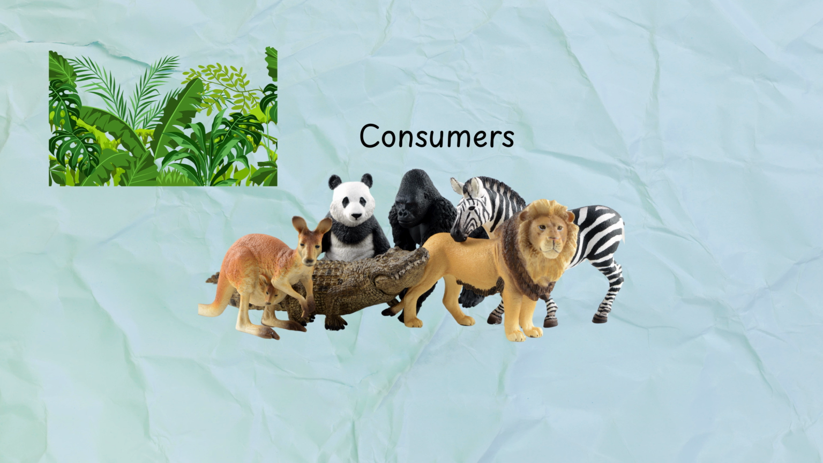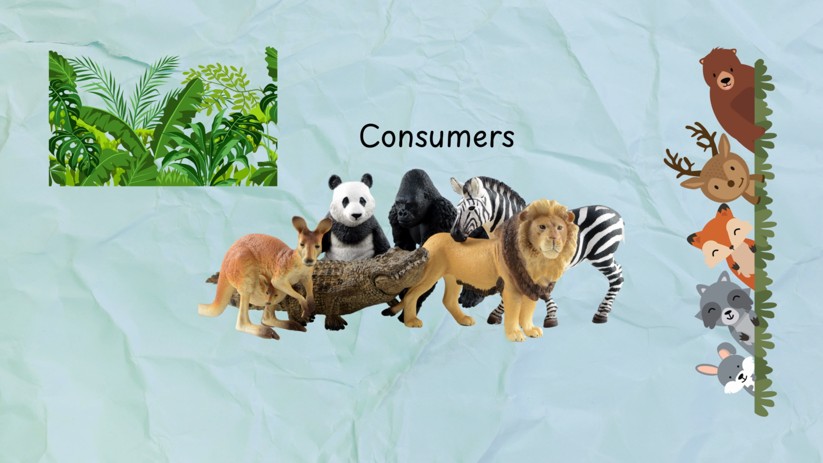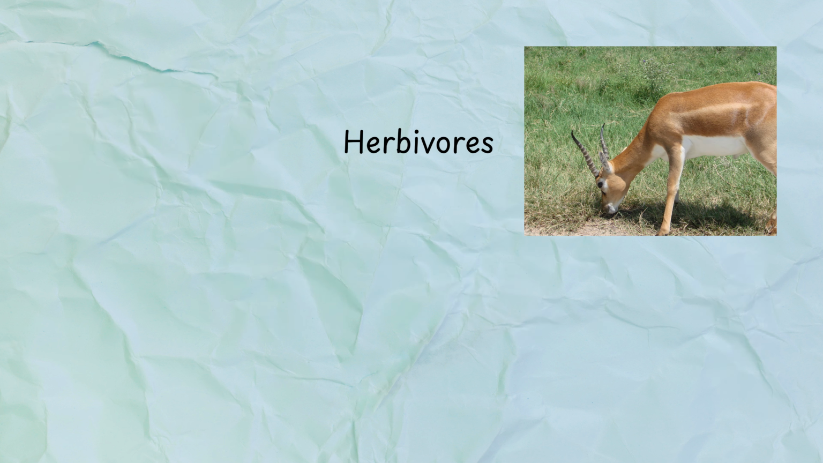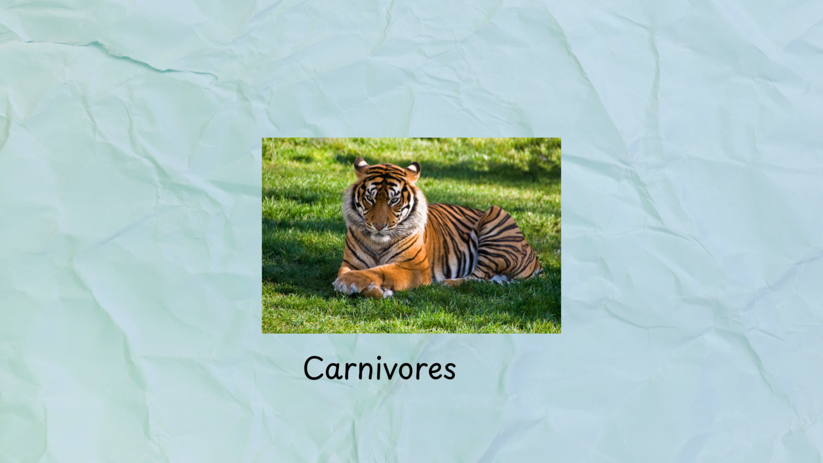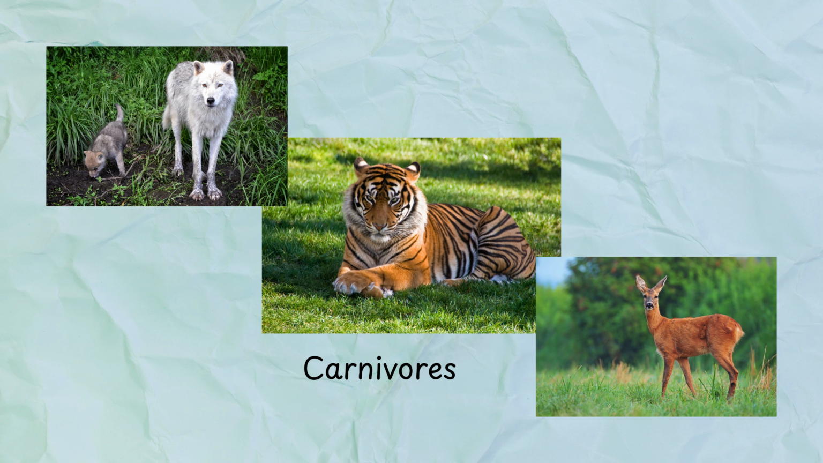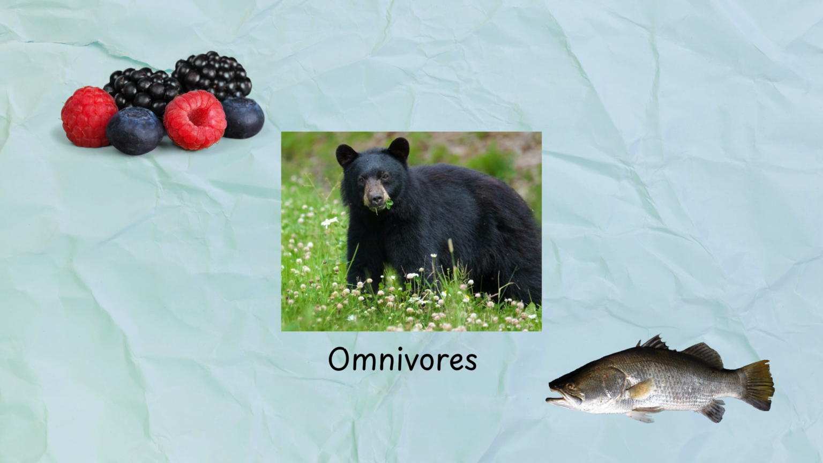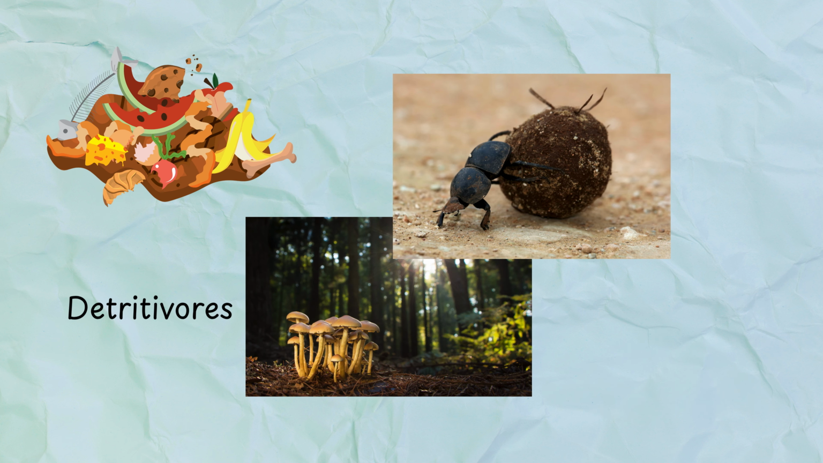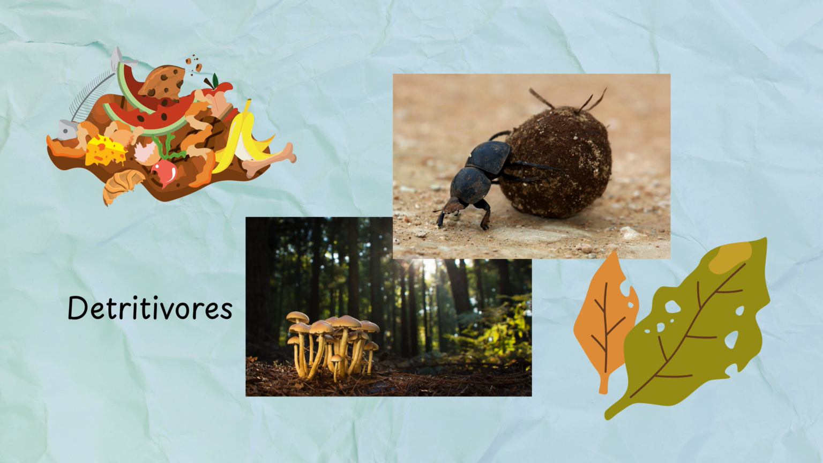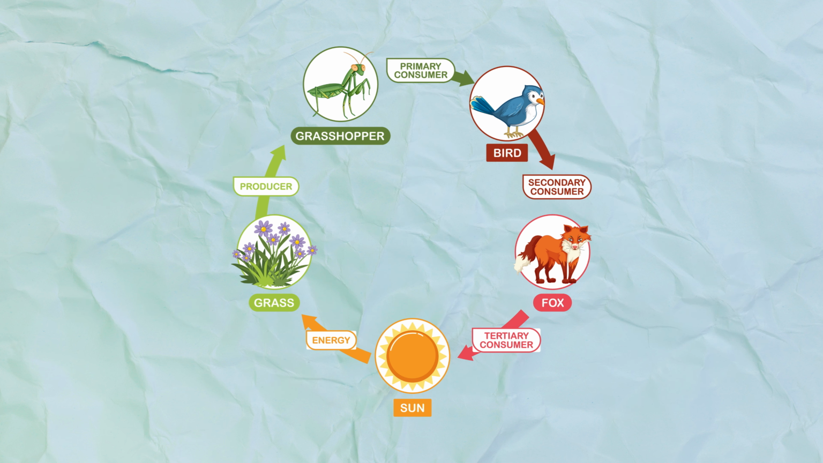Consumers are organisms that cannot make their own food. They rely on producers or other consumers for energy and nutrients. These include herbivores, which eat plants, carnivores, which eat other animals, omnivores, which eat both plants and animals, and detritivores, which feed on dead plants and animals or organic waste. Consumers play a vital role in transferring energy across the ecosystem.